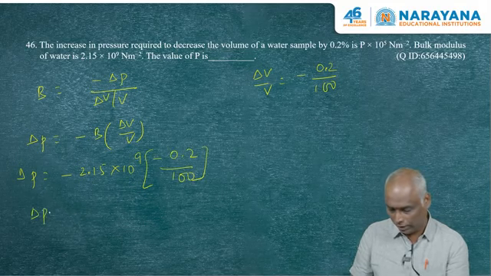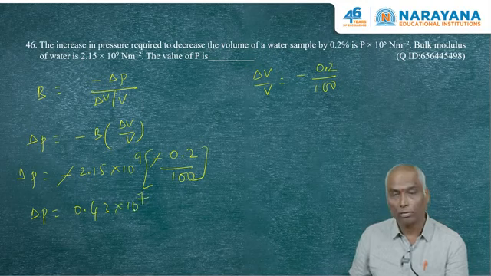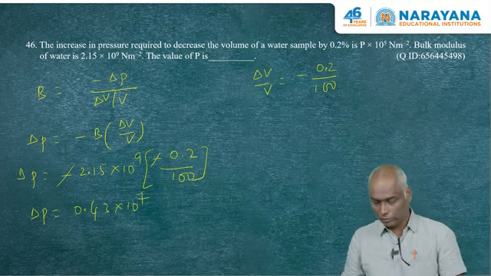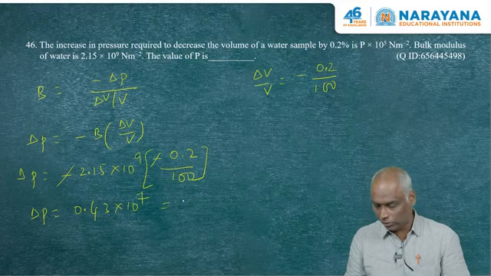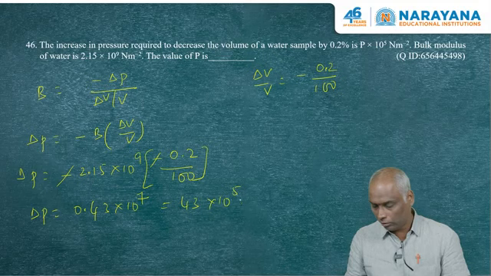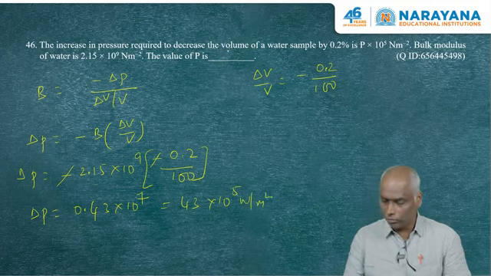So the value of delta P from this equation is going to be 0.43 into 10 to the power of 7. Minus minus gets cancelled. They have asked this value in terms of 10 to the power of 5, so this should be equal to 43 into 10 to the power of 5 Newton per square meter. So the value of P is going to be 43.